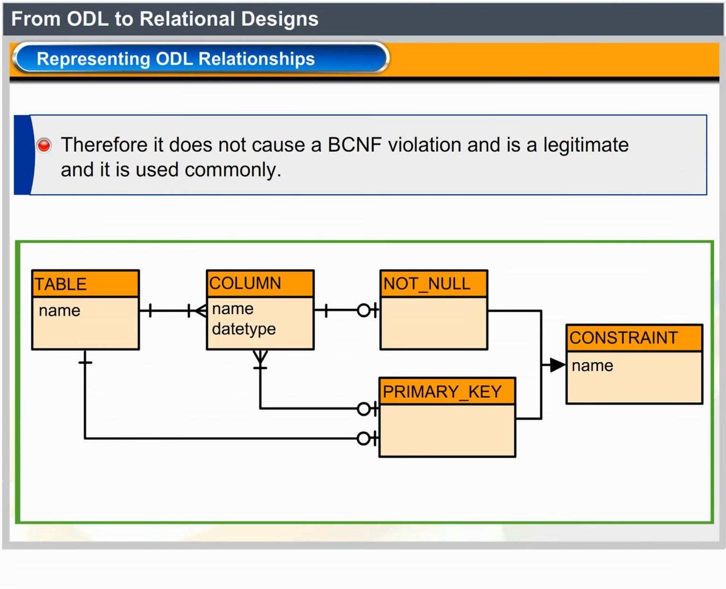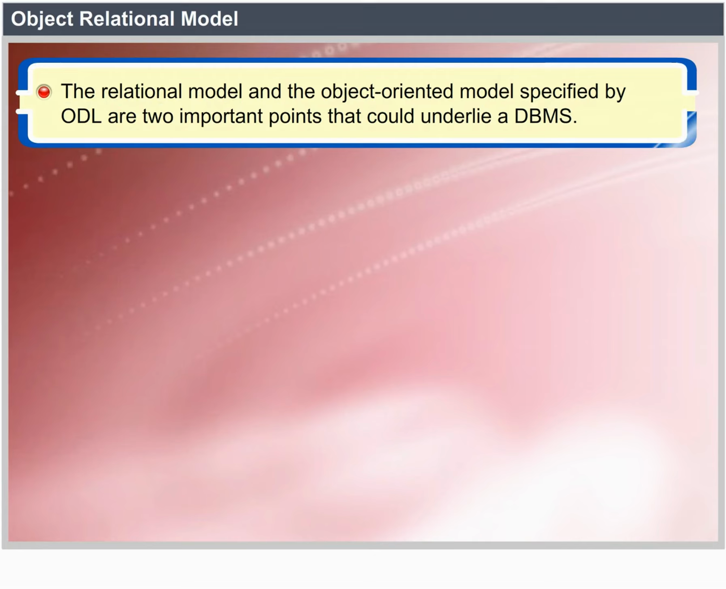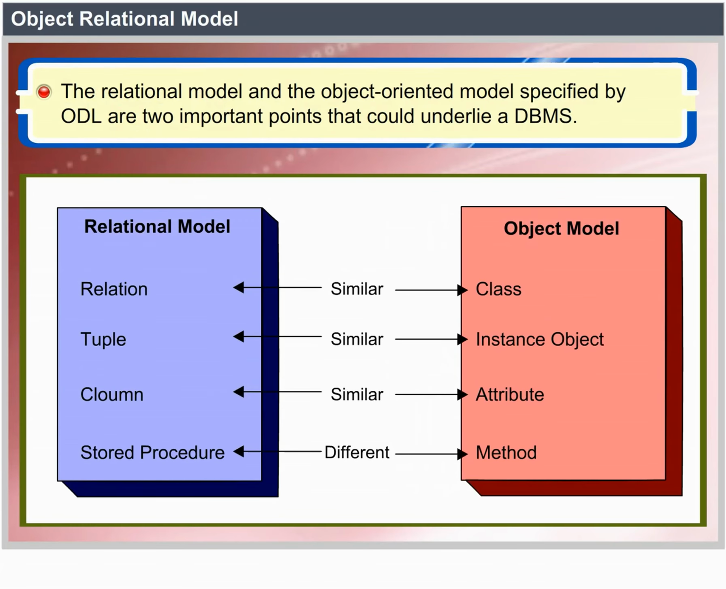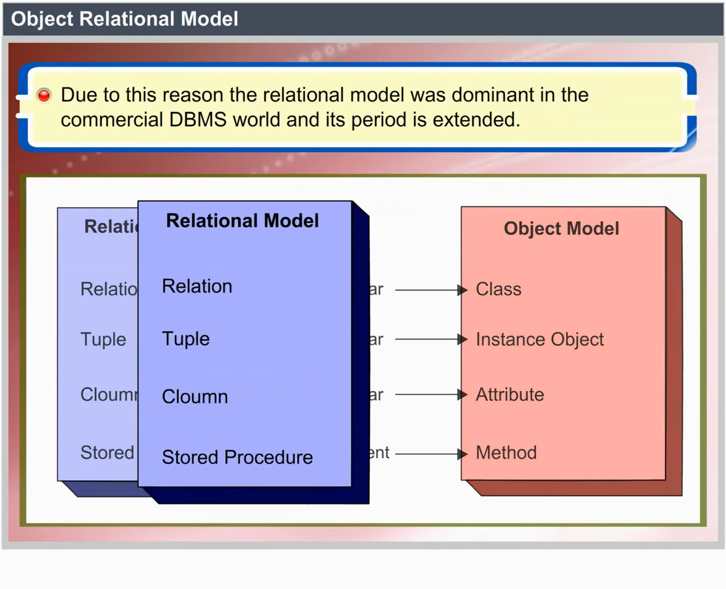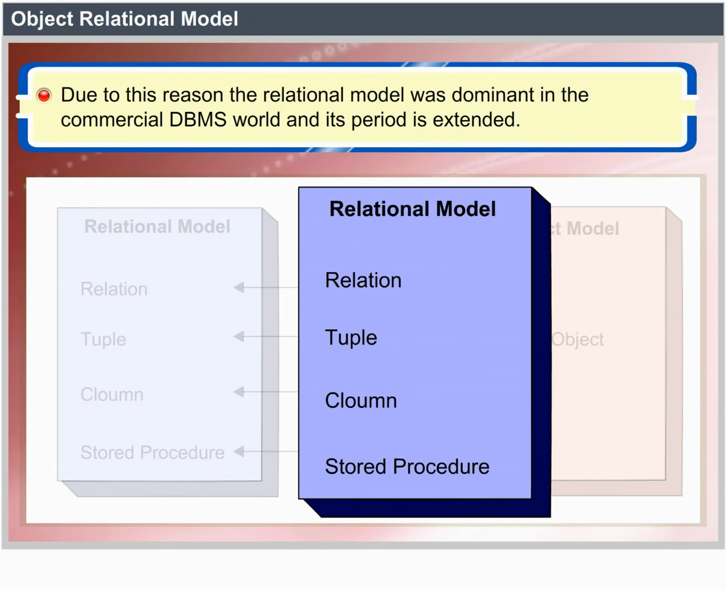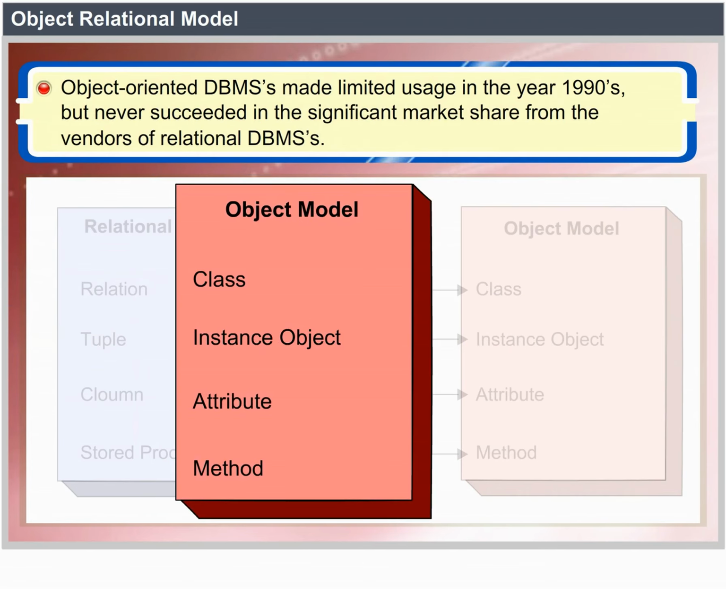Object-relational model. The relational model and the object-oriented model, typified by ODL, are two important points in a spectrum of options that could underlie a database management system. For an extended period, the relational model was dominant in the commercial database management system world. Object-oriented database management systems made limited inroads during the 1990s but never succeeded in winning significant market share from the vendors of relational database management systems.